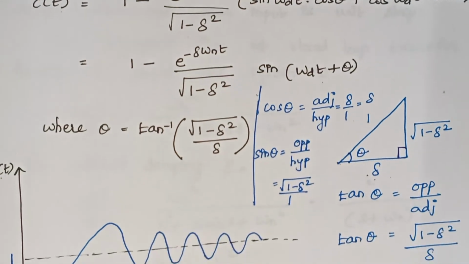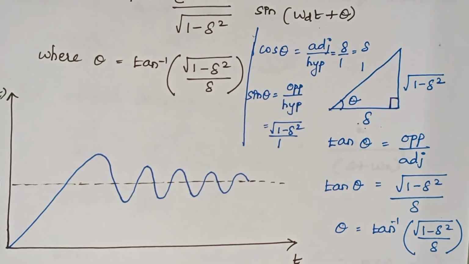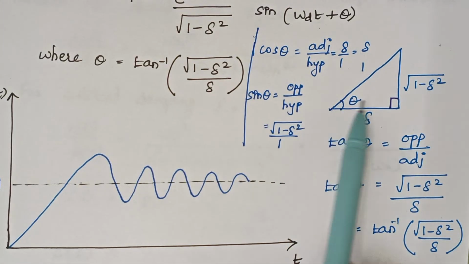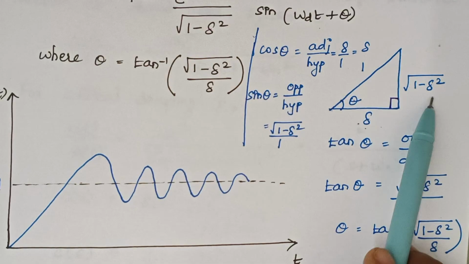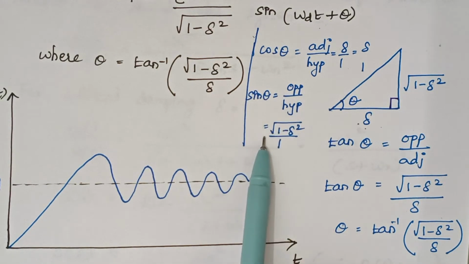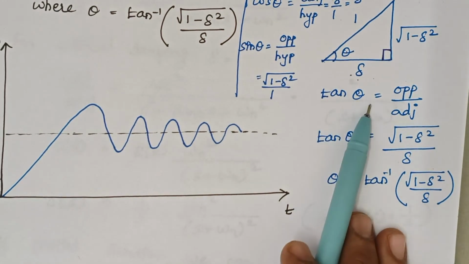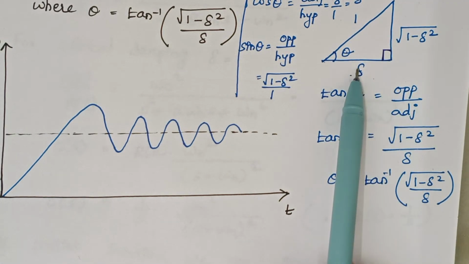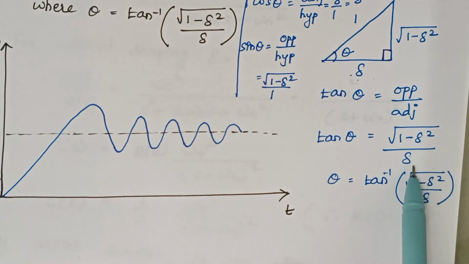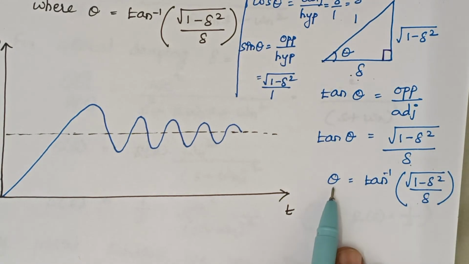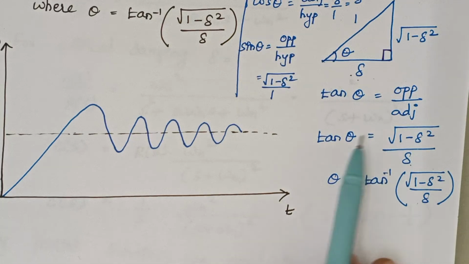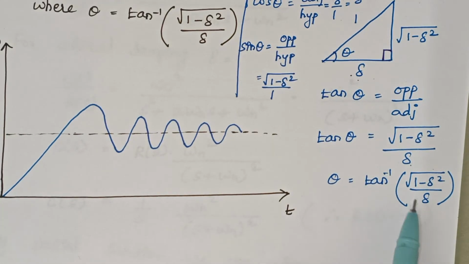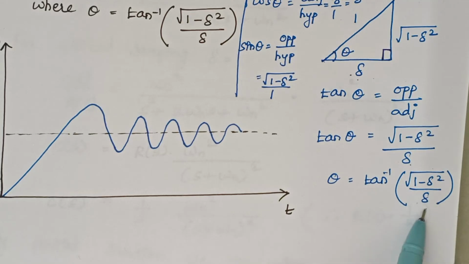And the next one is sin theta. So here the sin theta, the formula is opposite by hypotenuse. So here the opposite is square root of 1 minus zeta square and the hypotenuse term is 1. So sin theta is equal to square root of 1 minus zeta square. And the next one is tan theta. So tan theta is opposite by adjacent side. So here for this theta, this is your opposite side and this is your adjacent side. Just substitute the respective values. And finally, when you want theta, you can just move this tan to this side. So when tan is moved this side, tan becomes tan inverse. So tan inverse of square root of 1 minus zeta square by zeta.